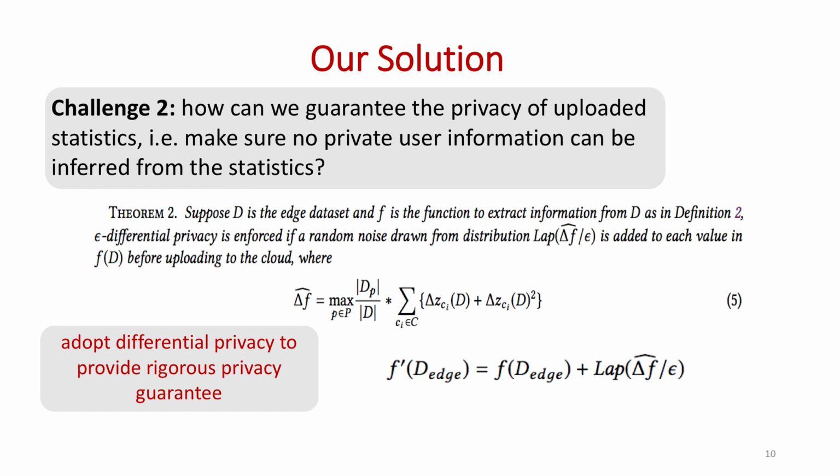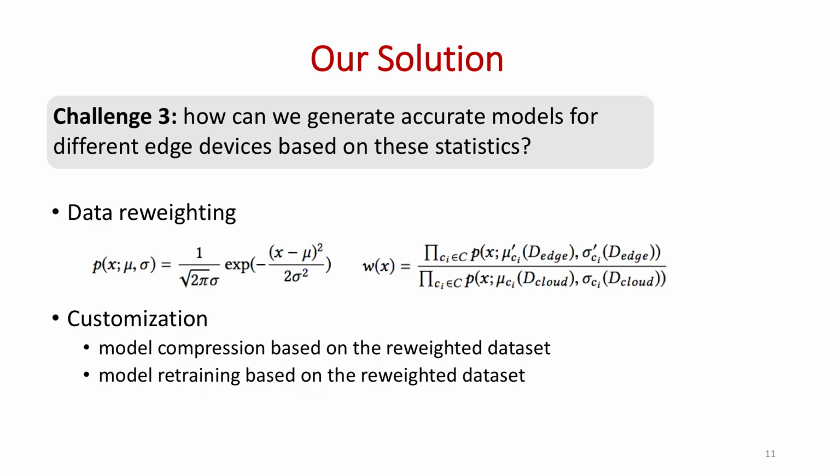The second challenge is how can we guarantee the privacy of uploaded statistics? That is to say, how to make sure no private user information can be inferred from the statistics. To solve this, we adopt differential privacy to provide a rigorous privacy guarantee.